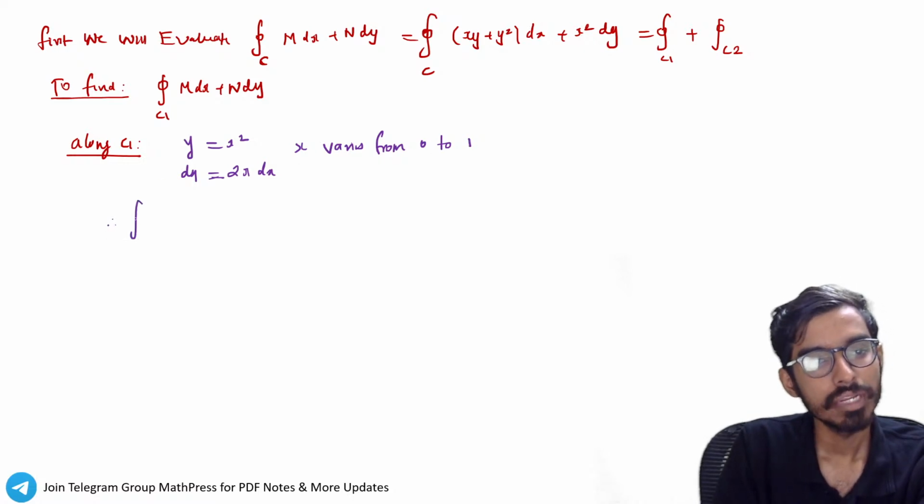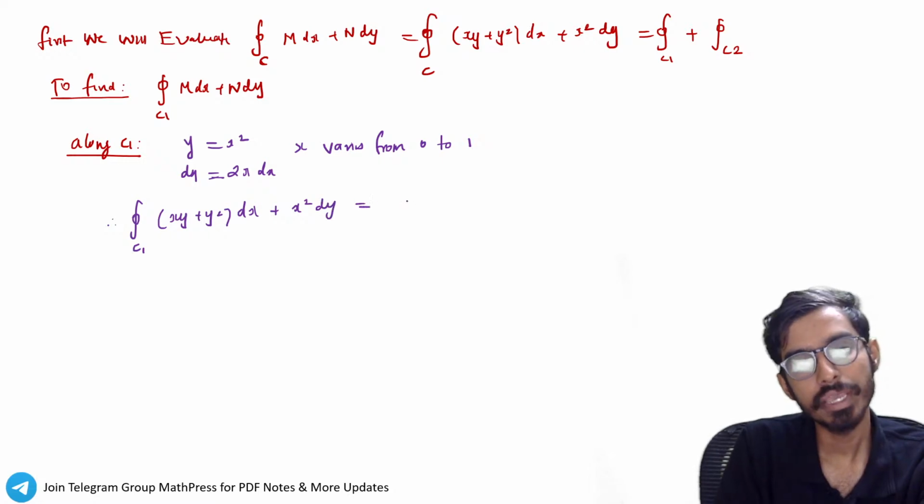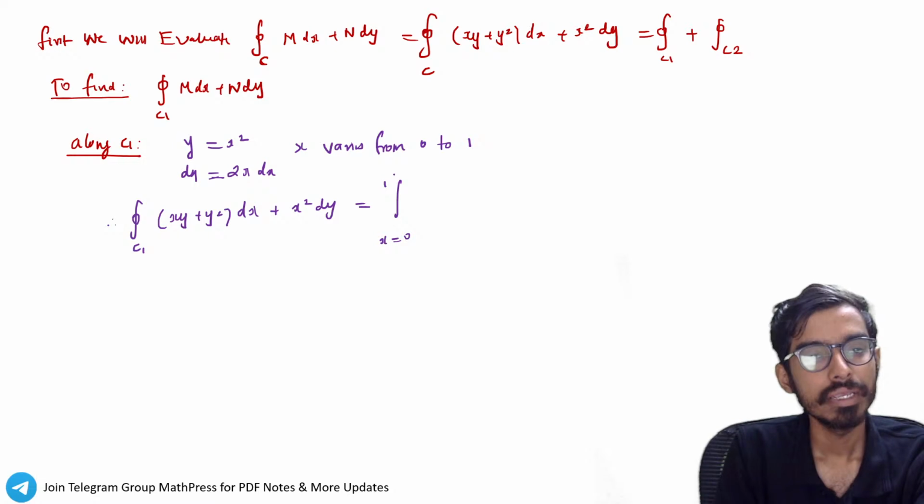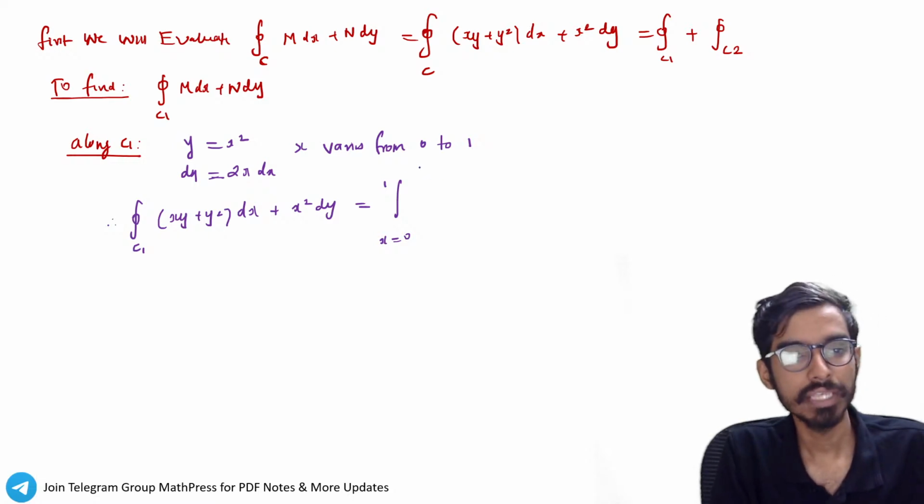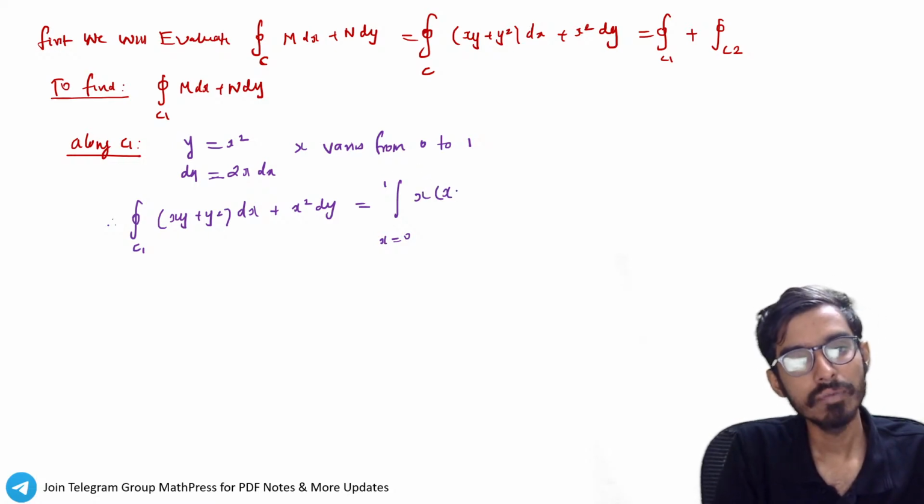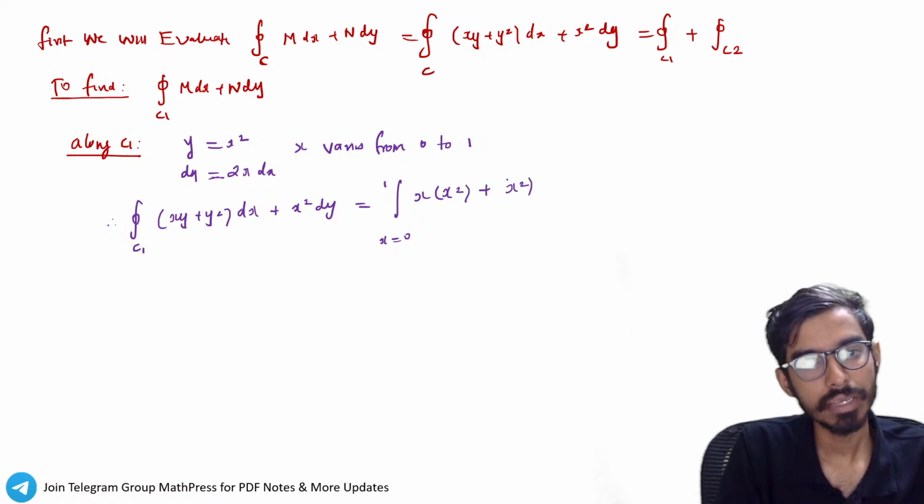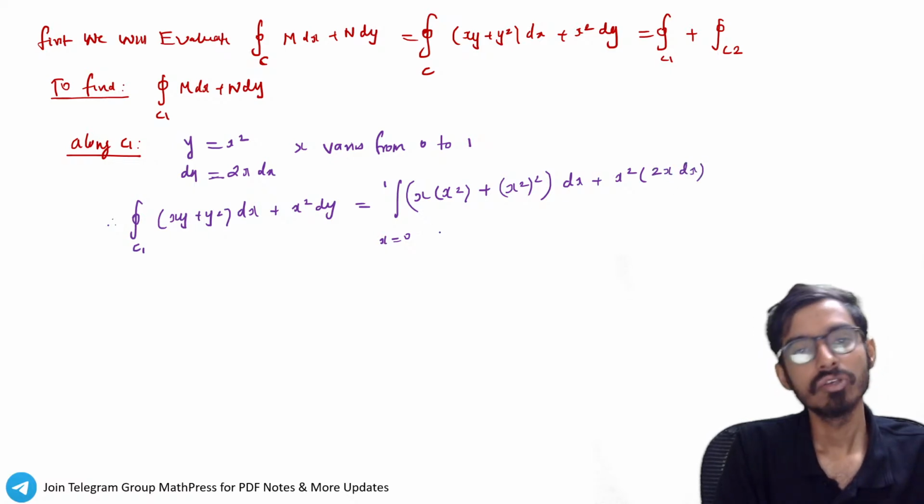So therefore, the integral over C1 of (xy + y²) dx + x² dy is equal to the integral with x varying from 0 to 1 of x·y + y², and we know y is x², so x into x², dx plus x squared, and what is dy? dy is 2x dx, right? So we will evaluate this.